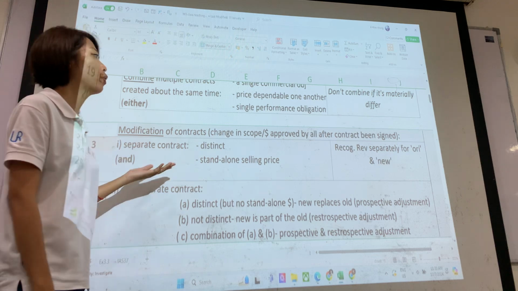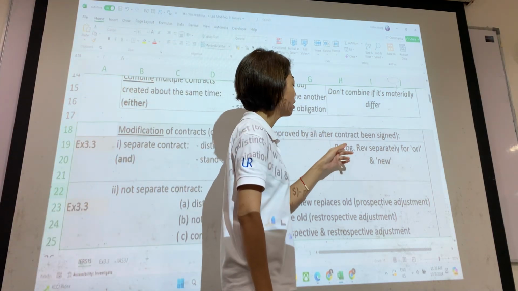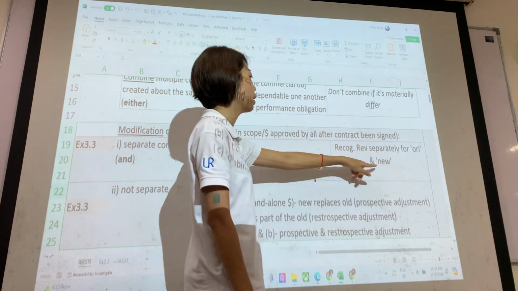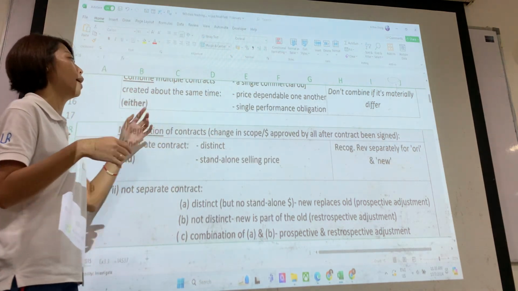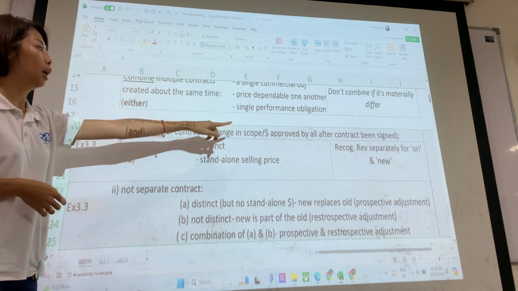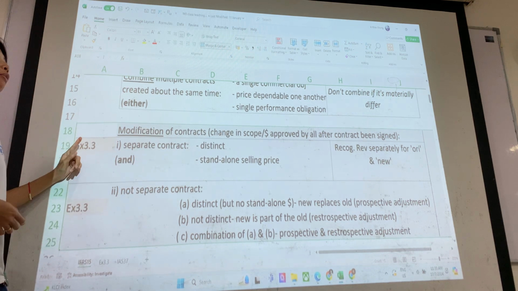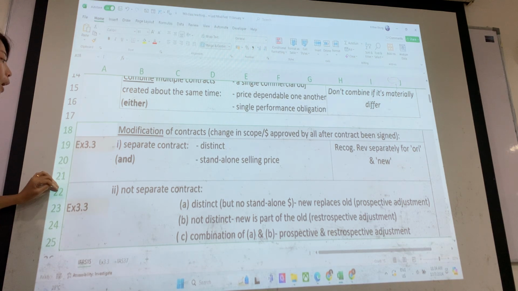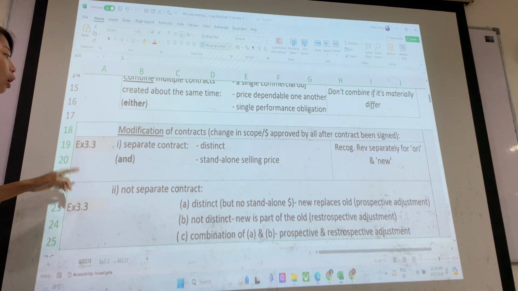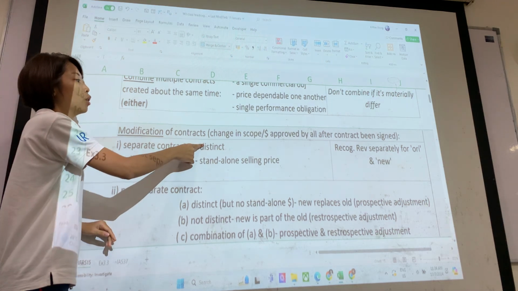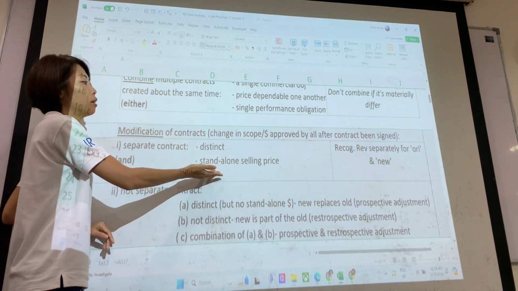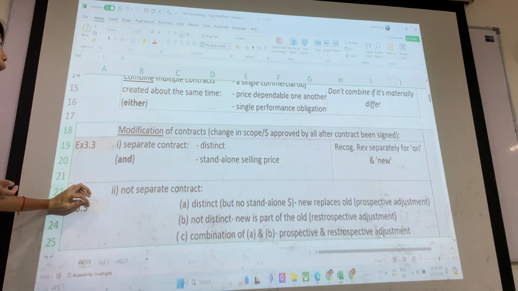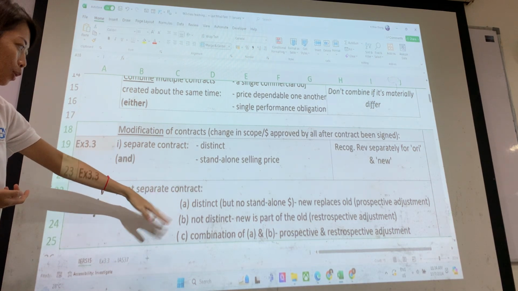Now, if it is a separate contract, what are we going to do? We will recognize the revenue separately for the original contract that has been signed and the so-called new contract that has been changed in scope or amount because it has been modified. And the example is in 3.3. Now, if it is not a separate contract, either because it is not distinct or it is distinct but no standalone selling price, it cannot be sold alone, then it depends which one.